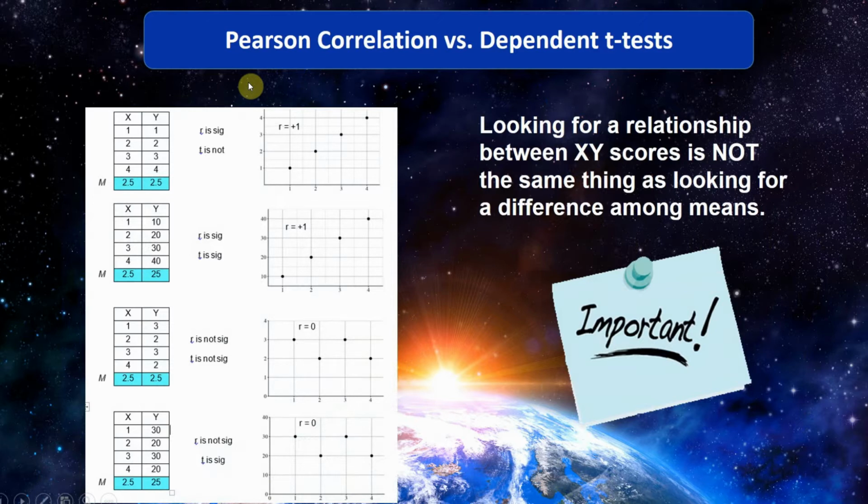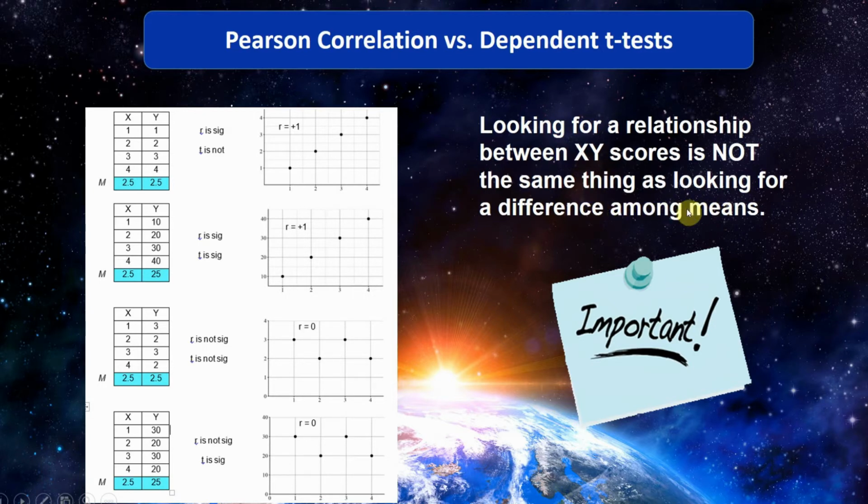Let's look at how the correlation is answering a different question from the t-test. All right, so the correlation is looking for relationships between two different variables, x and y, and it does that by looking at their scores. So is variable y related to variable x? We're going to look at scores for each, and they are two separate variables. Now, the t-test is looking for differences among means. All right, so the t-test is going to compare the mean for level 1 to the mean for level 2.